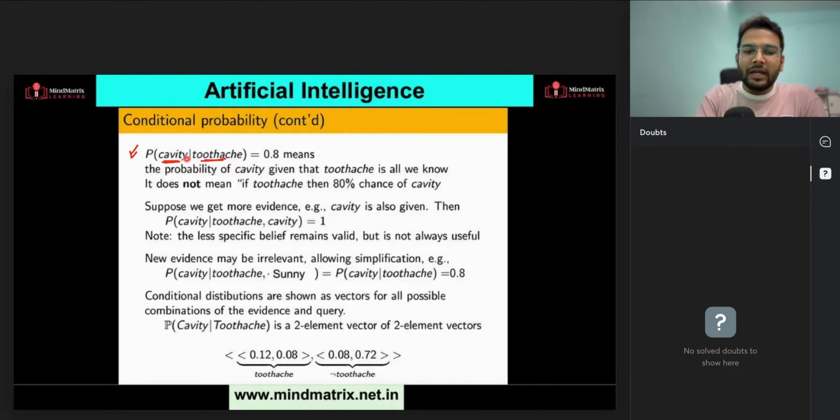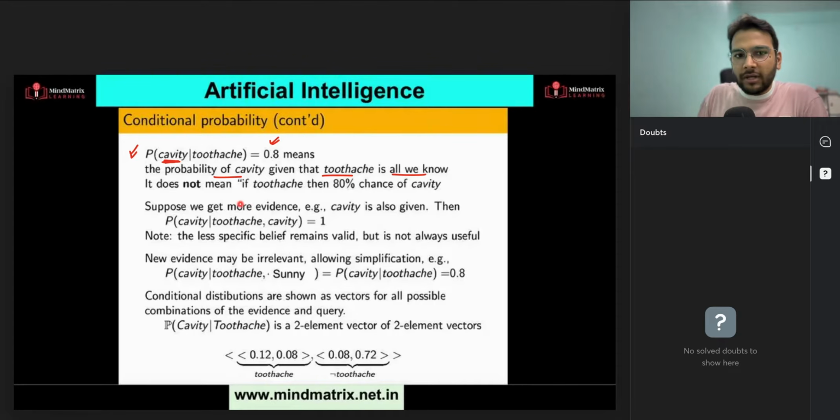That means it is given to you that toothache is there. That means you have pain in your tooth. So toothache is there. Now you are trying to find out the cavity. So it is given that it is 0.8. So what does it indicate? What does it mean? It means the probability of cavity given that toothache is all we know.